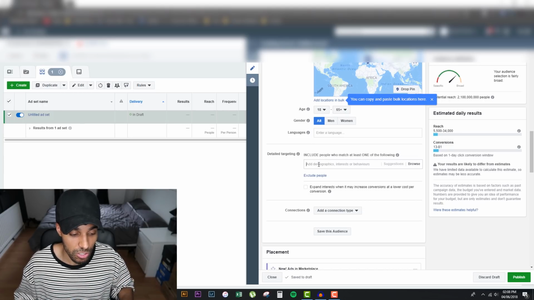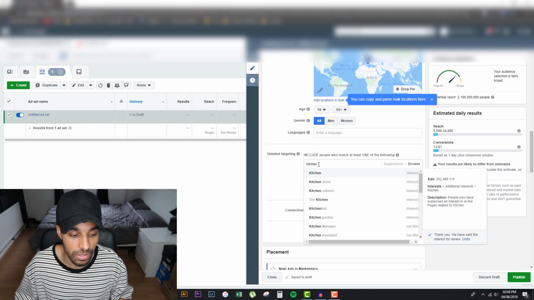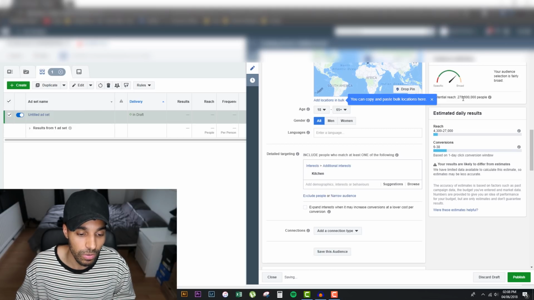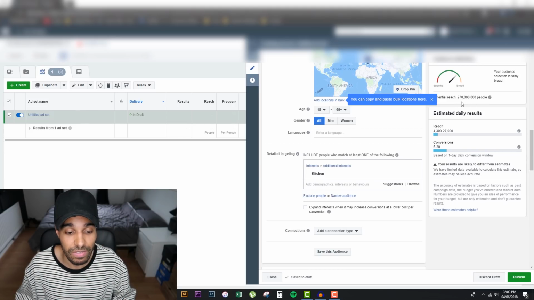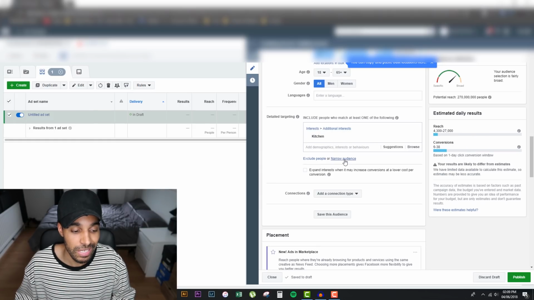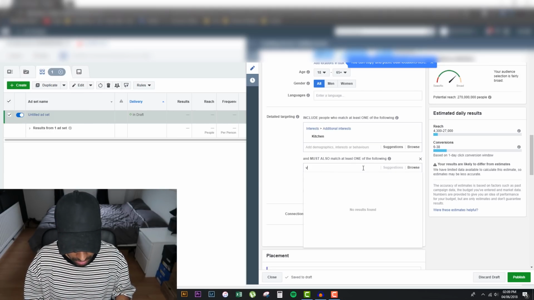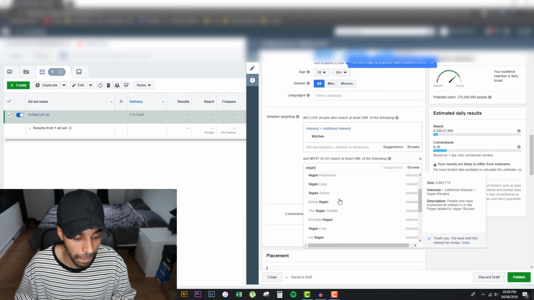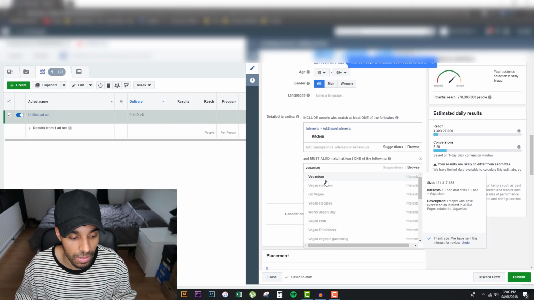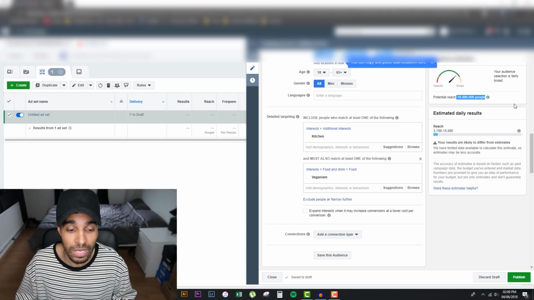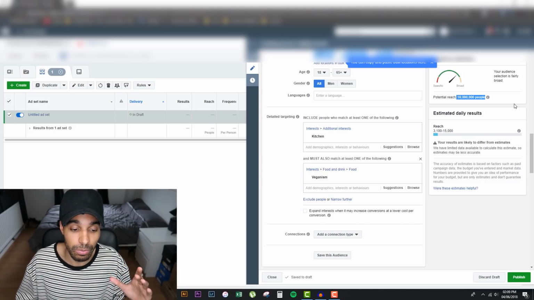Here is your detailed targeting. So if we put in kitchen, which is 252 million people, we've now got 270 million people, okay, who like that audience. Now here's the little button here that says narrow audience. If we click that button, it says and must also match at least one of the following. So if we now put in something like, let's say veganism, I think it is. We went from 270 million people down to just 59 million people, okay?